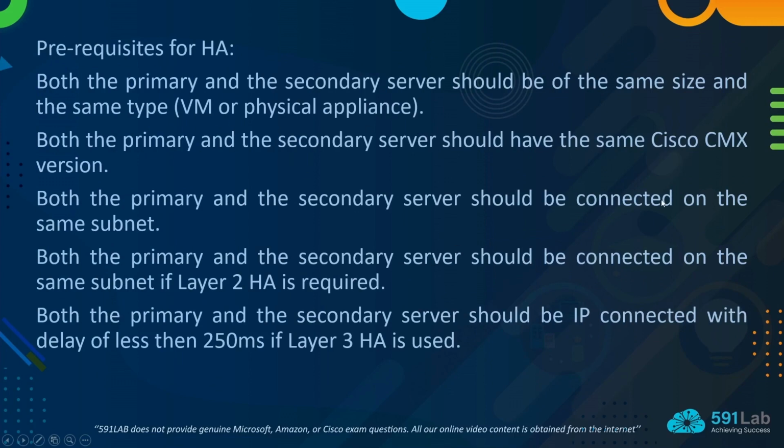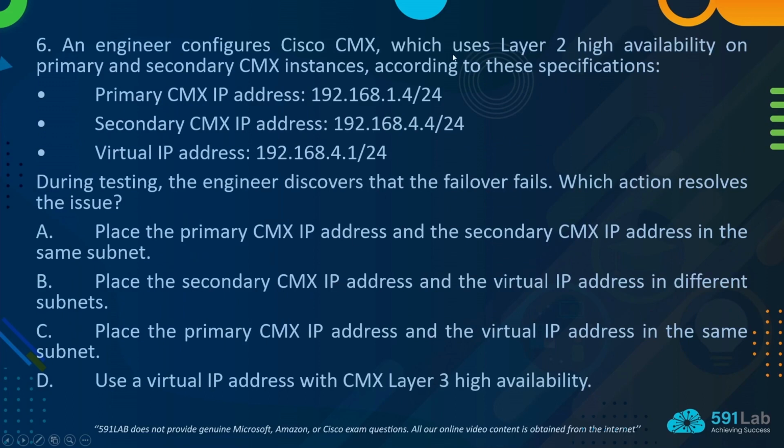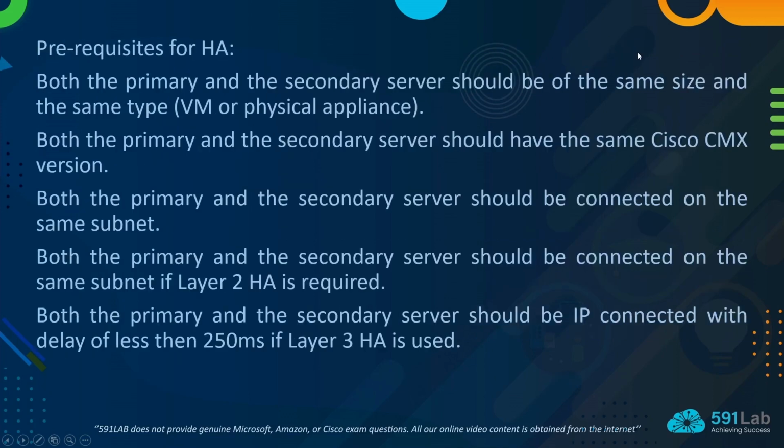So it could be this one. Both the primary and the secondary server should be connected on the same subnet if layer 2 HA is required. So again, the same point. Both of them should be connected on the same subnet if layer 2 is required. And in our case, we are actually using layer 2 high availability. So again, both should be on the same subnet.